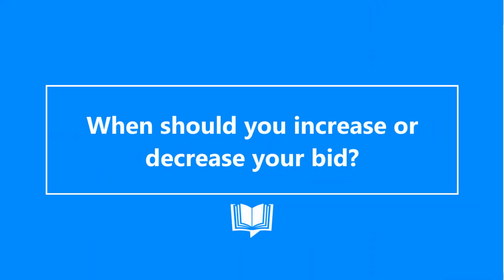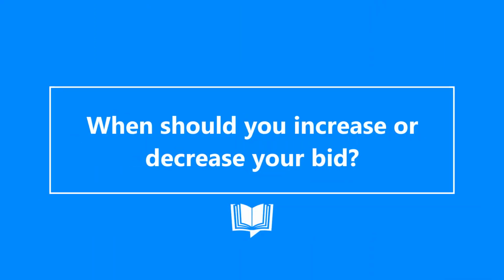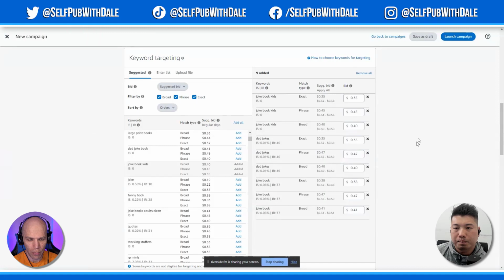At what point do I determine if I need to increase or decrease the bid? So let's say, for instance, I'm not getting any impressions. Should I increase the bid? And if I do increase it, how much should I increase it by?